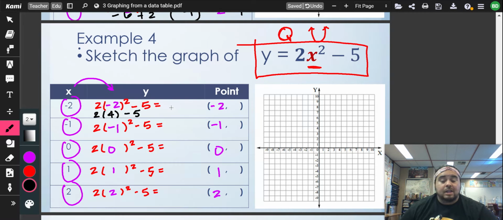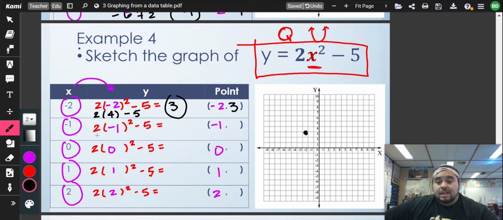Now if you need a calculator, please feel free to use one, but we're going to try to do this all in our heads. So 2 times 4 is 8, -5 gives us +3. And so that is my y value. -2, 3. I'm going to graph that. Starting at the origin, I go left 2 and I go up 3.